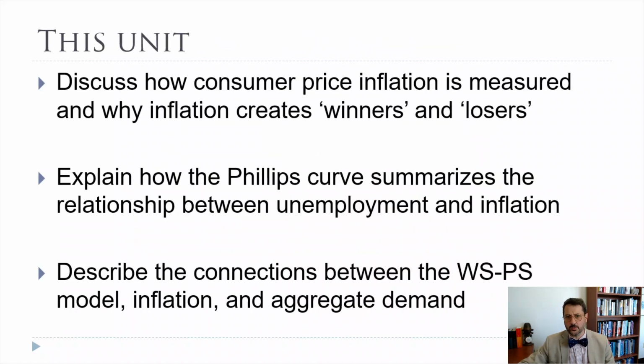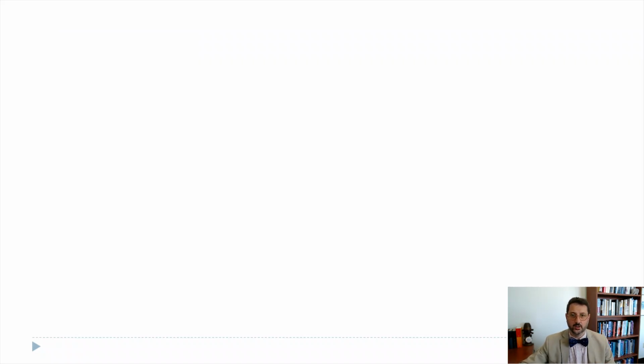All right, so we'll talk about how we measure consumer price inflation and why it creates winners and losers. Some people will benefit, some people will not. Then we will introduce the Phillips curve and the relationship between the unemployment rate and inflation. And then we will come back to our wage setting and price setting model, and look at inflation and aggregate demand and how that helps explain what's going on in the Phillips curve. Okay, so we will stop there for this introductory video, and when we come back in the next video, we'll focus on measuring inflation and who benefits and who loses when we have higher inflation.